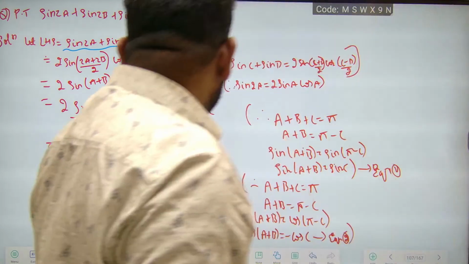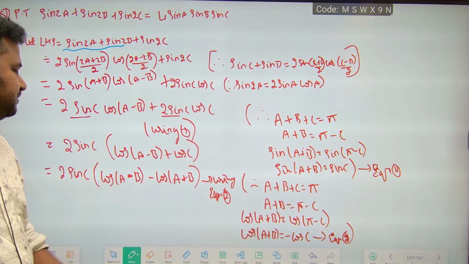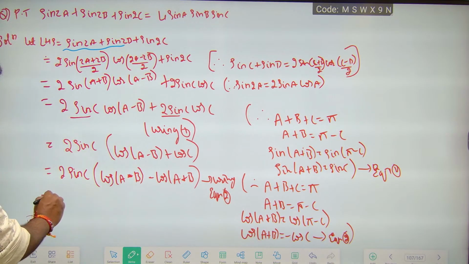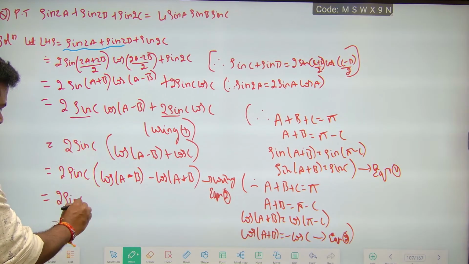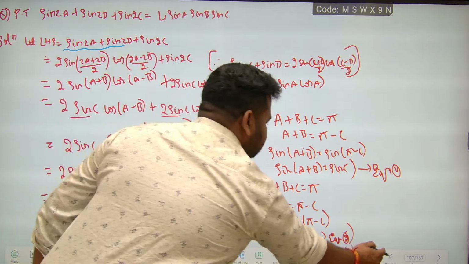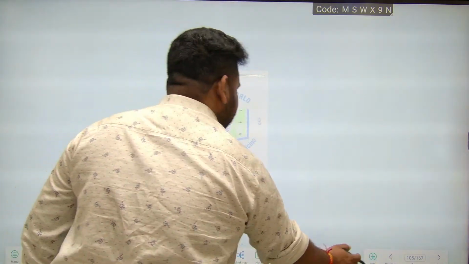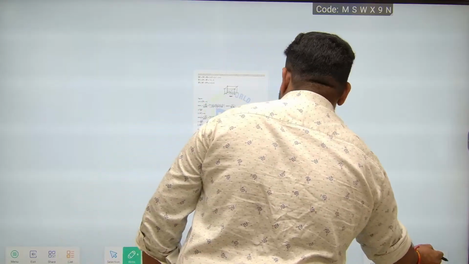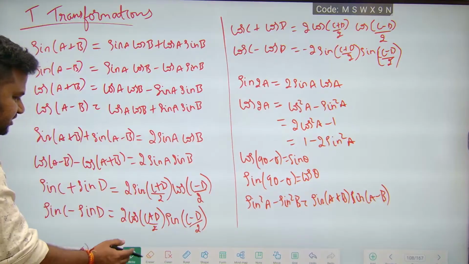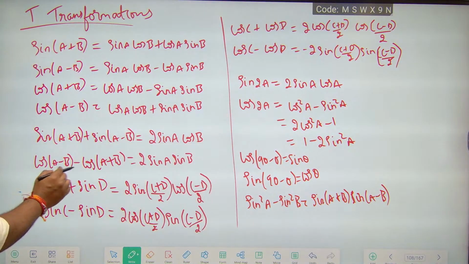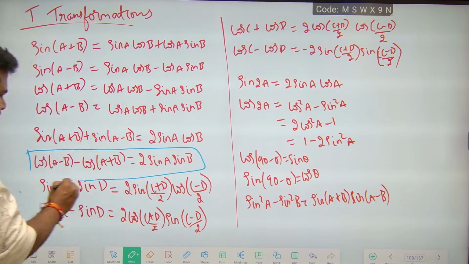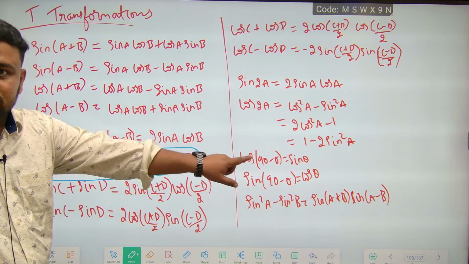Now which form is this? Cos of a minus b minus cos of a plus b is 2 sin a sin b. This is the formula that we will be using. So we have 2 sin c into cos of a minus b minus cos of a plus b, which is 2 sin a sin b. See, just now we learned the formula. Let me show the formulas here: cos of a minus b minus cos of a plus b is 2 sin a sin b. The formula is here, but there also you should write the formula.